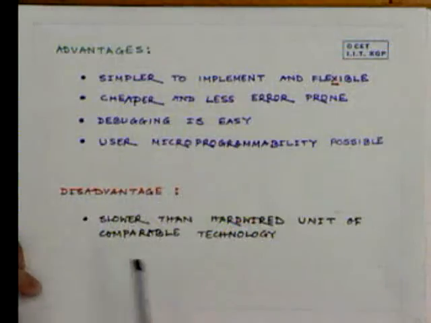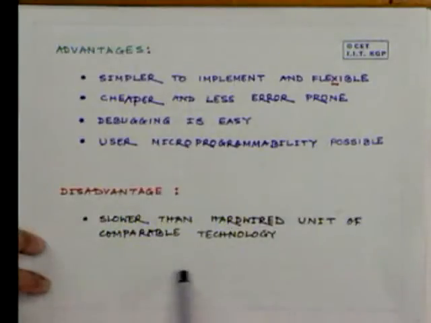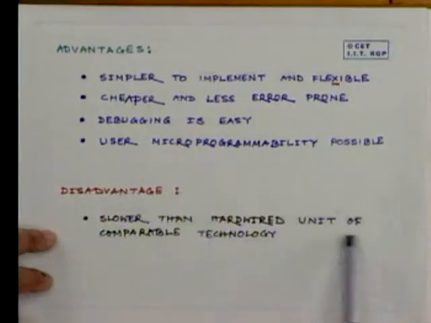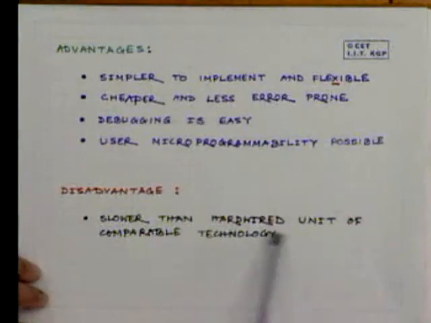Now let's come to the disadvantage. It is slower than the hardware unit of comparable technology, because every time the micro instructions have to be fetched from the memory and executed, that goes through, after all, a memory cycle. Though the microprogram memory is very fast, it is still time consuming, and therefore it is slower than the hardware unit of comparable technology.